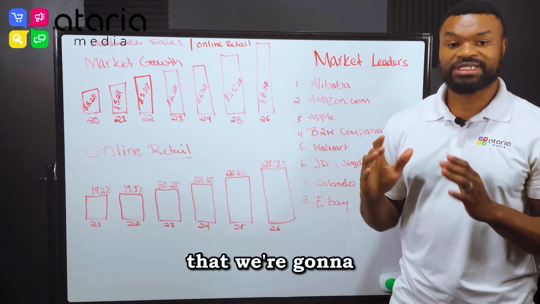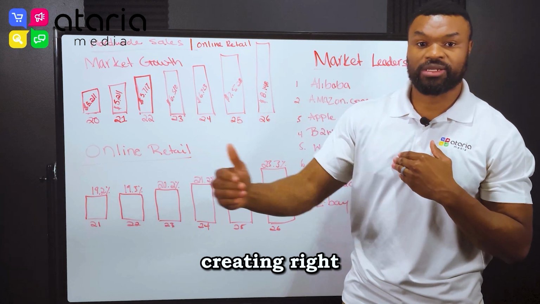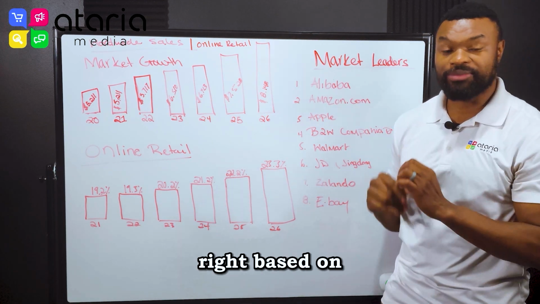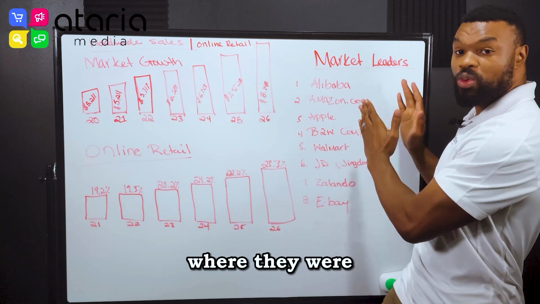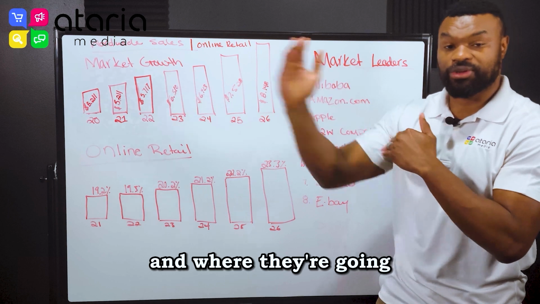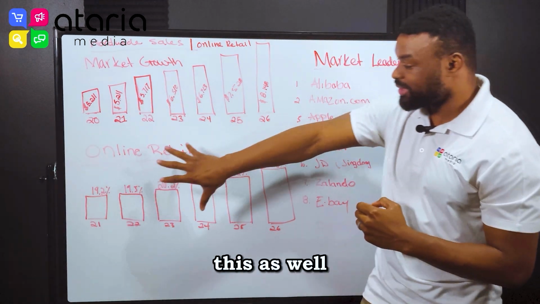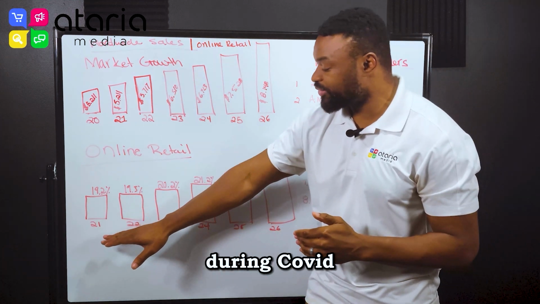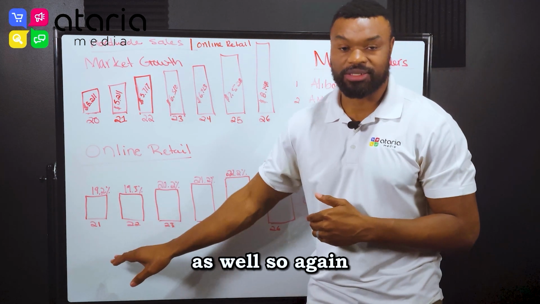So these are a few things that we're going to take a look at in the next few videos that we're going to be creating. We're going to look at the market leaders, what percentage they're leading by, based on maybe revenue, percentage-wise, based on where they were to where they are now and where they're going. So we can take a look at that. The next thing is we'll break down online retail. For example, we can take a look at during COVID, how that was impacted, how retail was impacted as well.